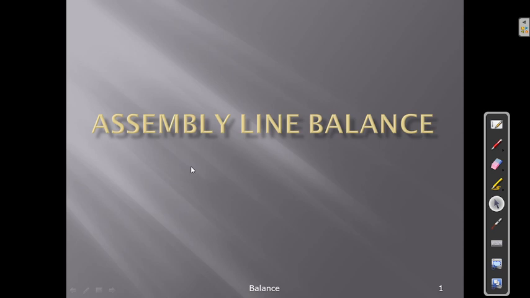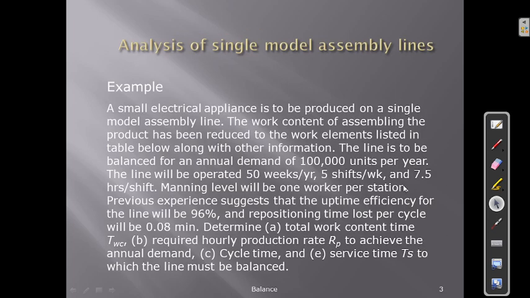In this video we are going to see assembly line balancing problems. This is an example of assembly line balancing. A small electrical appliance is to be produced on a single model assembly line.